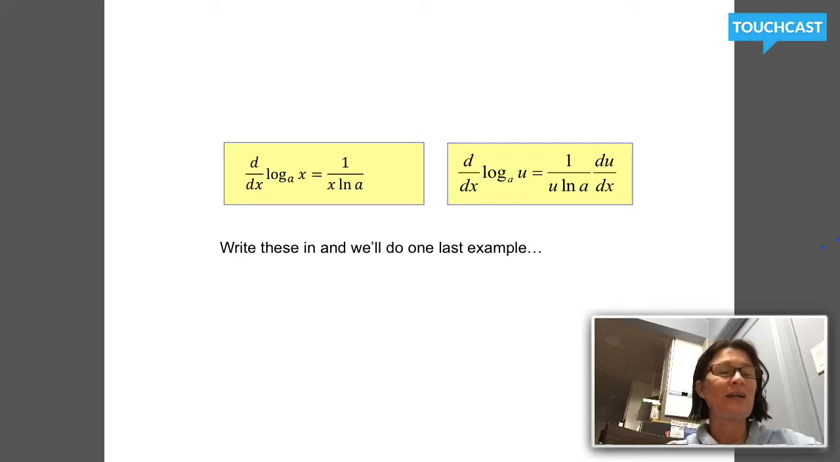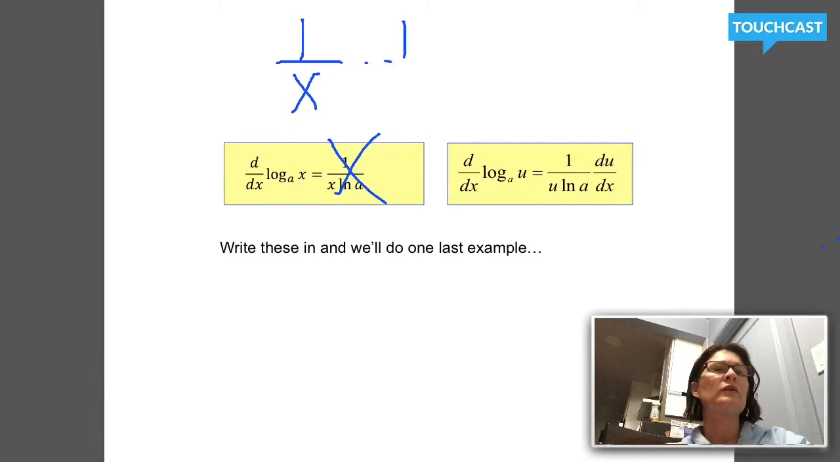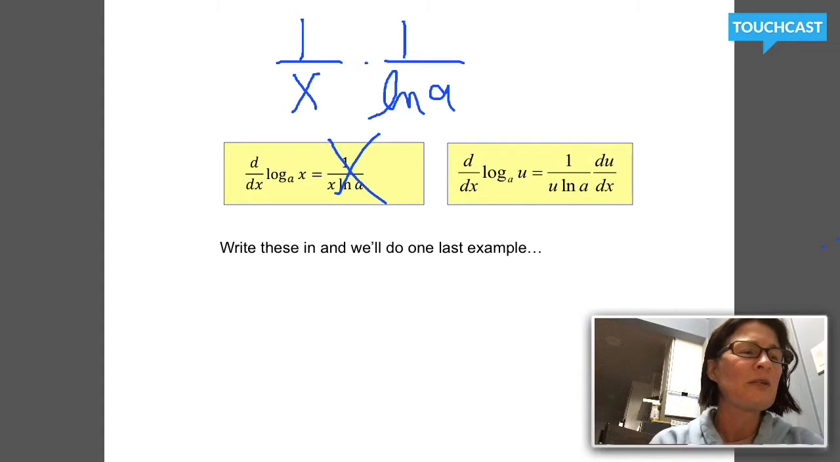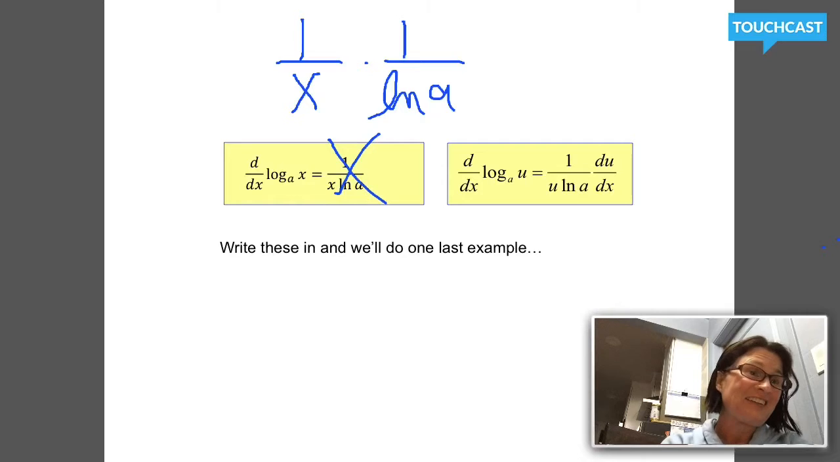I'm going to write this a different way. This is totally correct. Feel free to write this. I think it's easier to say and a little bit easier to remember if you write this. The derivative with respect to x of log base a of x is 1 over x times 1 over the natural log of a. Now, obviously, that means the same thing as what was written here, but I think it's a little bit easier to remember. I'm just basing that on calculus tests I've graded in the past.